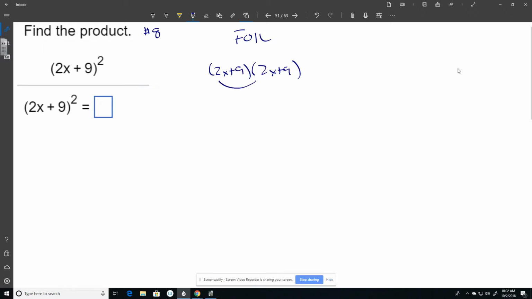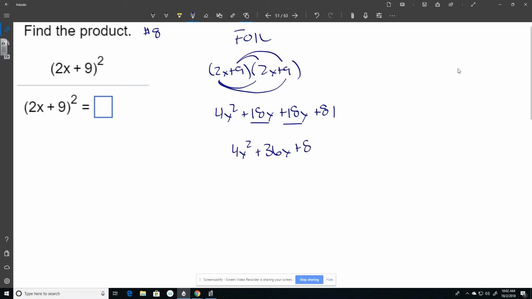First times first. 2x times 2x is 4x squared. Outside, 2x times 9 is 18x. Inside, 9 times 2x is another 18x. And then last, 9 times 9 is 81. So combine like terms. Those x's go together. 4x squared plus 36x plus 81.